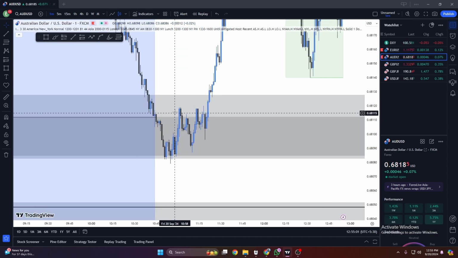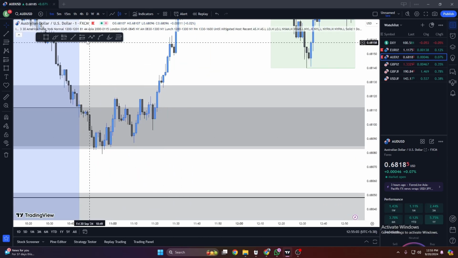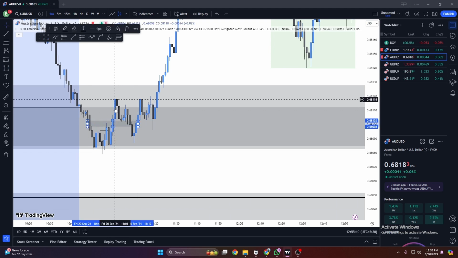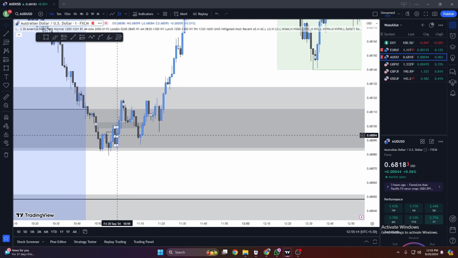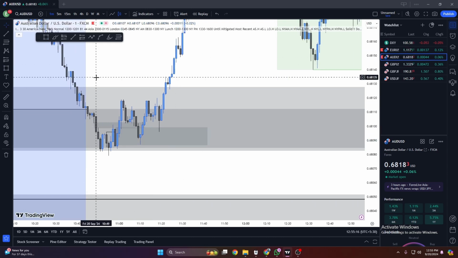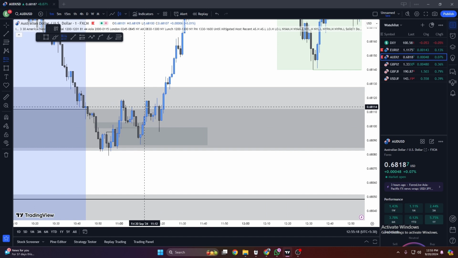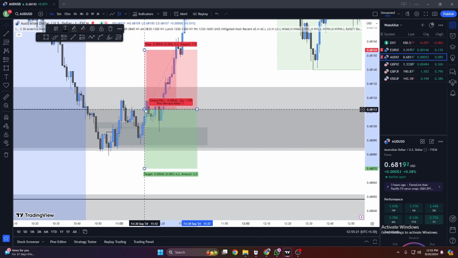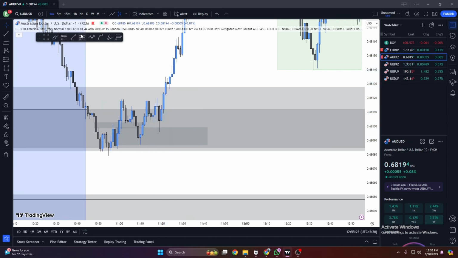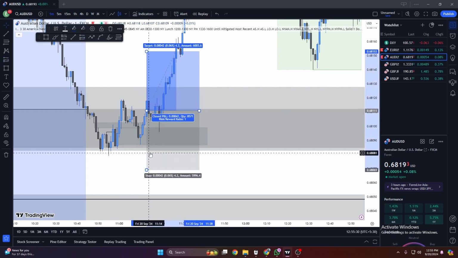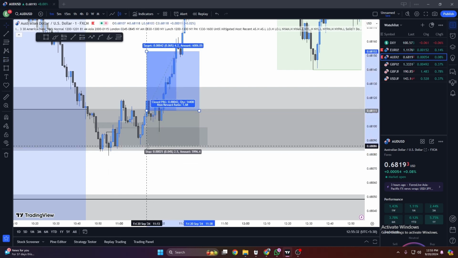Then I go to 1 minute and then I saw a change of character right here. After that I saw that which is invalidating, and we had a change of character right here. Okay, then I took a trade in this order block which held pretty well. Then I entered here and placed my stop loss to this low.